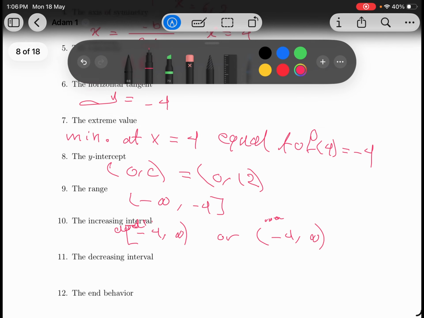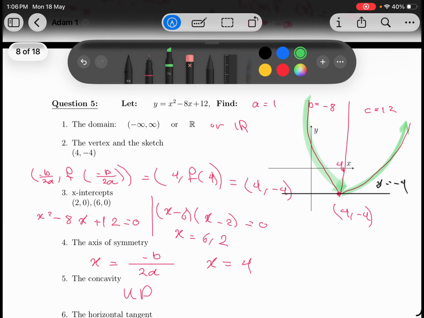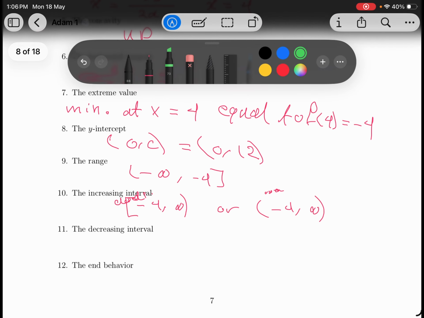And the decreasing interval, look, this function is decreasing over this subinterval here. As you see, guys, from minus infinity, it's going down, down, down, and when it reaches 4, it will reach the minimum value, so decreasing from minus infinity to 4. You can close the interval here, or you can open the interval like this.